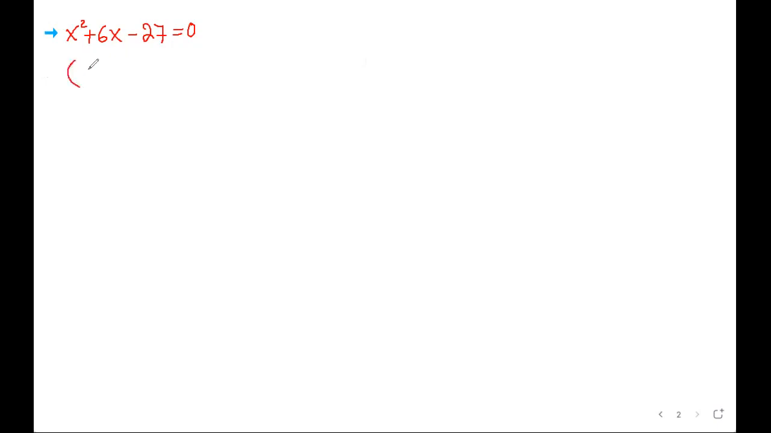So 3 times 9 is 27. 3 plus 9, or 3 minus 9 is minus 6. So if I choose positive 9 and minus 3. Yeah, it's going to be x plus 3, x plus 9. No, x minus 3. Oh, minus 3. Okay.